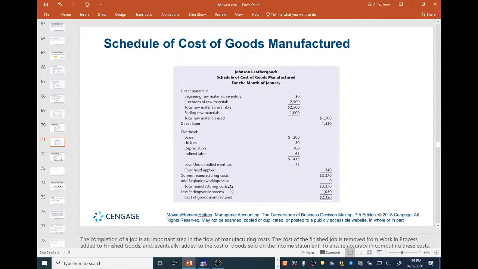And then if we would have any beginning work in process, we would add that. In this case, we do not. So then we back out ending work in process of $1,050, and that'll give us cost of goods manufactured at $2,320. This chart, the schedule of cost of goods manufactured, is that confusing anybody?